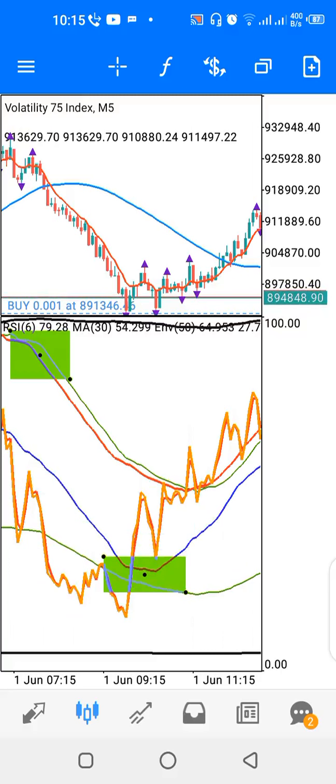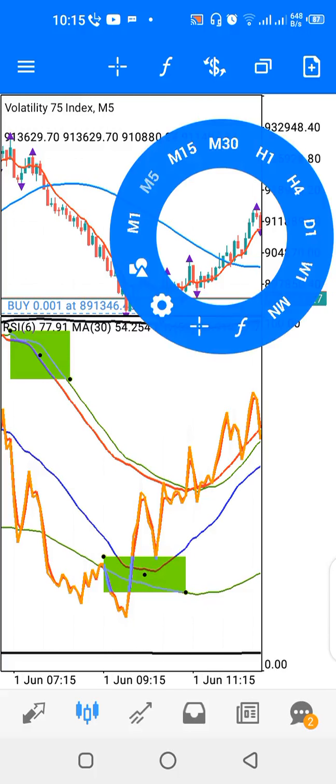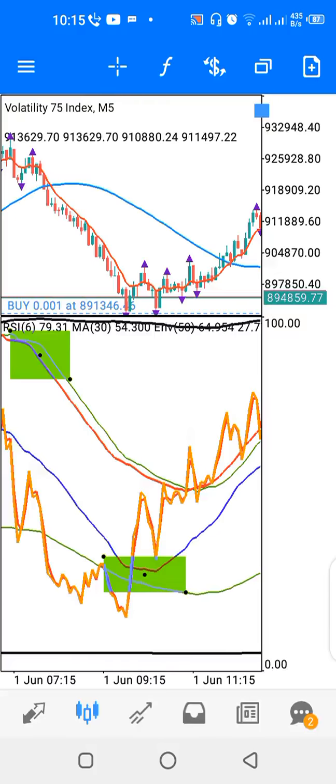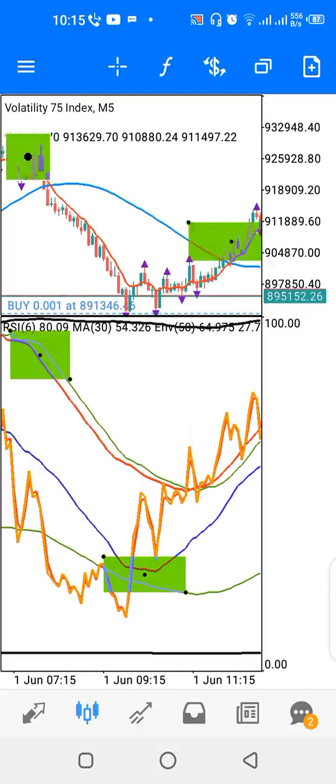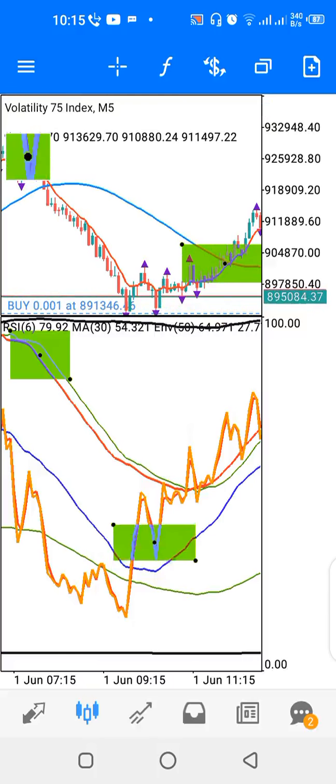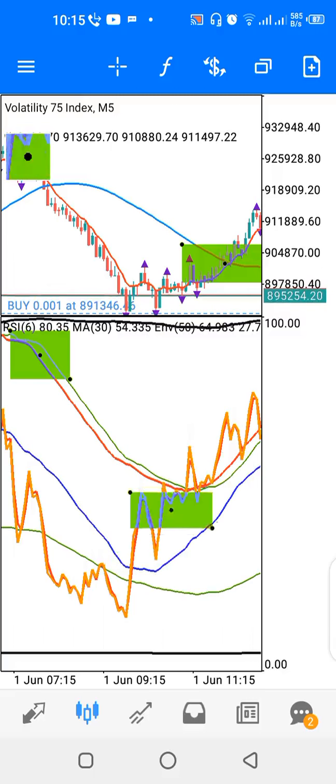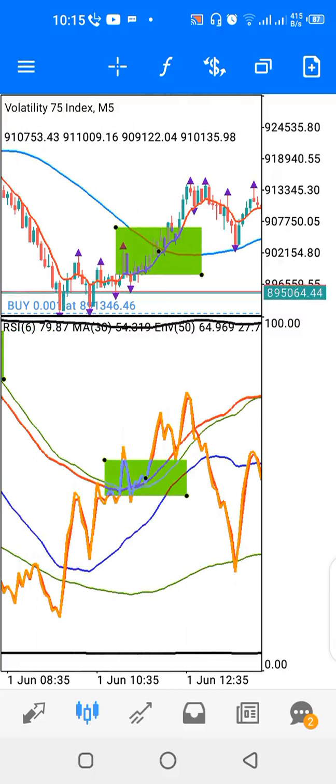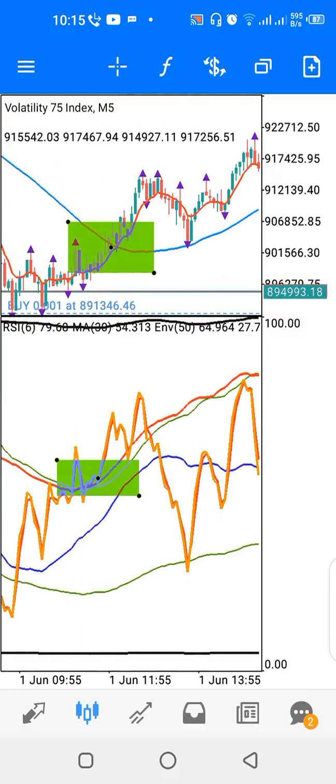What I will do is go to the main window, come around here and try and see if I can have a cross above the blue line like we have around here for me to buy. So as much as it crosses above and it starts to go up, I can always scalp some buy trades.